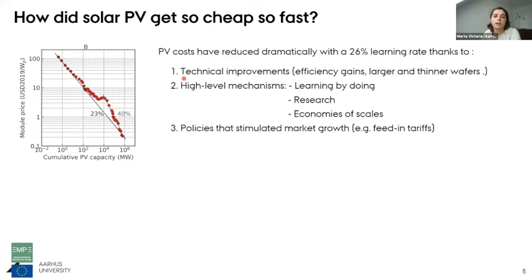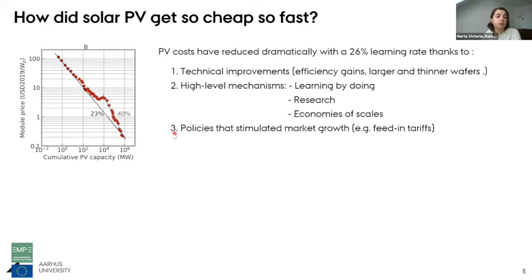We know that there are technical improvements, efficiency gains, larger wafers, etc. But we also know that there are high-level mechanisms. So the technology has learned by producing more and more watts of the same technology, by researching, and also by economies of scale when solar PV started to be manufactured at a larger scale, mostly in Asian countries.